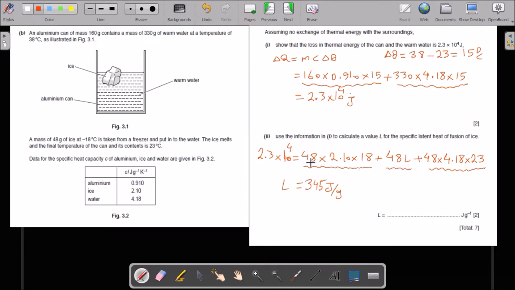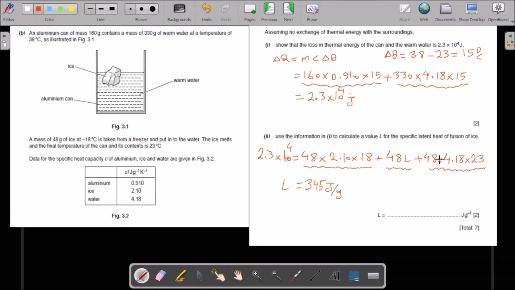So mass of ice 48 times the specific heat capacity of ice 2.10 times 18, change of temperature to reach zero, and then mL for melting, mass of ice times the specific latent heat. After that, ice changes to water, so you should use C of water, mass of ice, and change of temperature, final temperature will be 23. That's why the change of temperature for this part will be 23. So be careful, you shouldn't put 18, you should put 23, because now you have water.